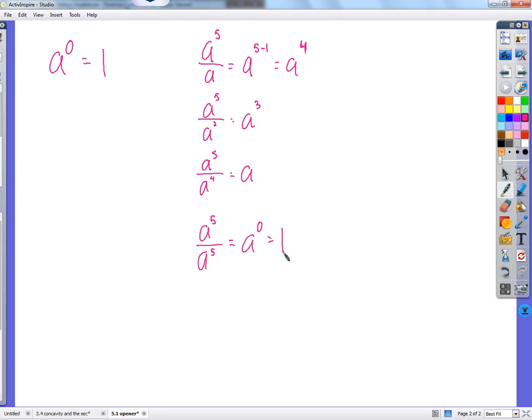So, simply and truthfully put, a to the zero, anything to the zero, because a is just any number, right? It could be anything, but it can't be zero. You can see it can't be zero because we can't divide by zero. So a number to the zero equals one. That's pretty much what it works out to.